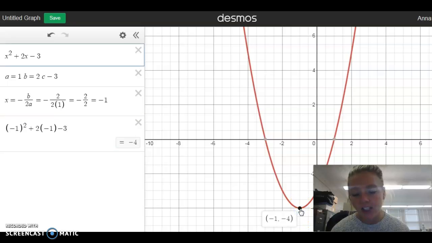And as I mentioned in the email, once you have it graphed in Desmos, you can click on the vertex to confirm your answer. Negative 1, negative 4.